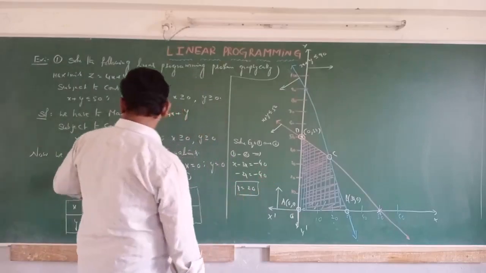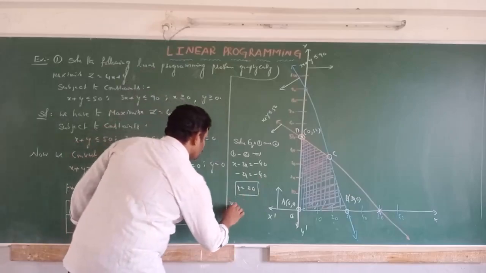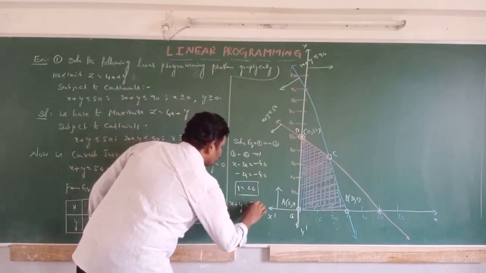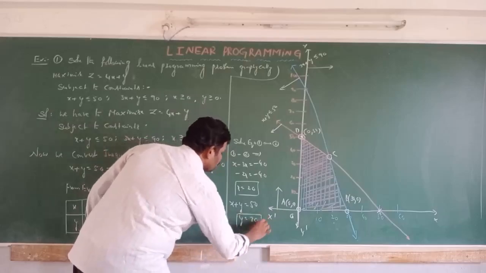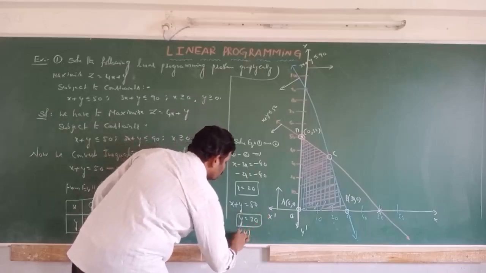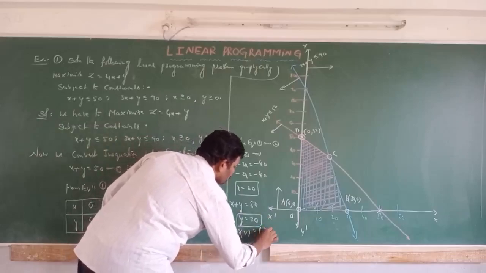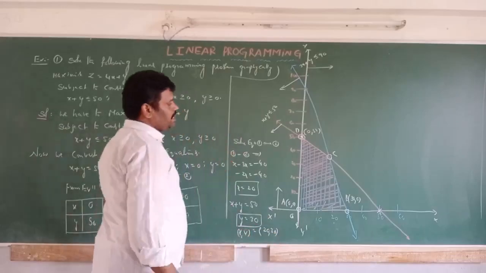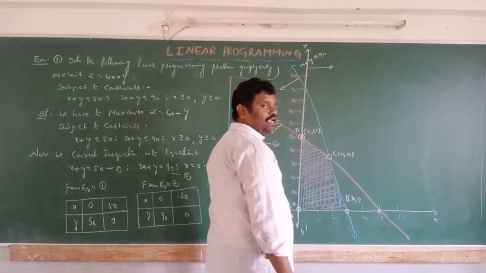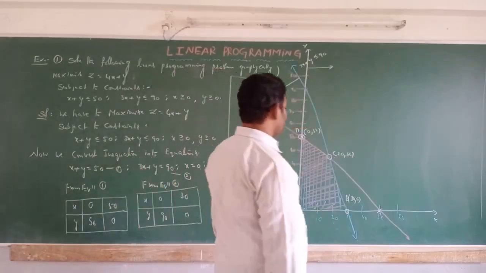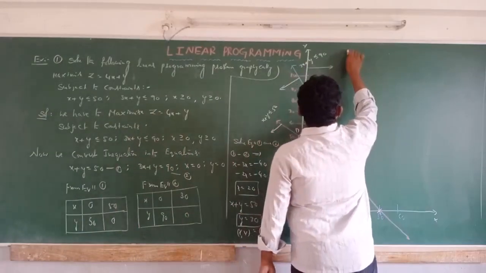So x is equal to 20. When x is equal to 20, x plus y is equal to 50, then y is equal to 30. So this point, x comma y, is 20 comma 30. These are the coordinates of C. Then finally we get the graph.